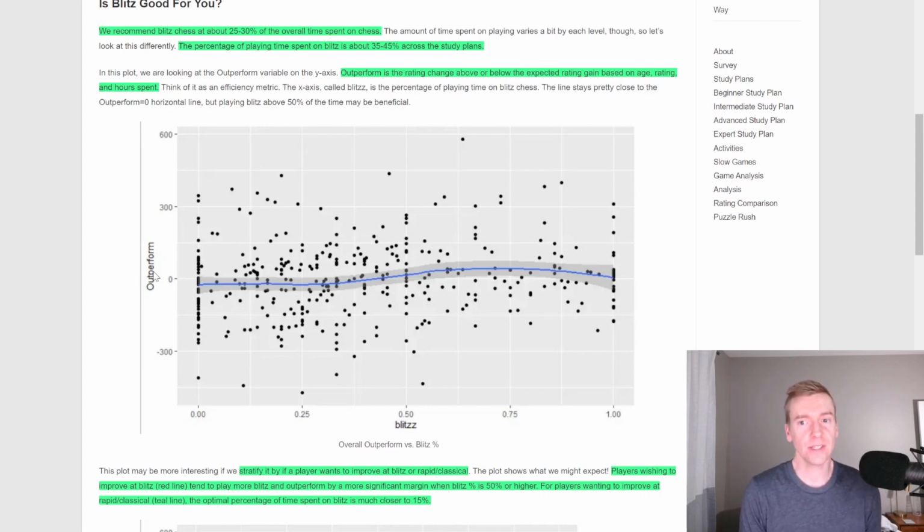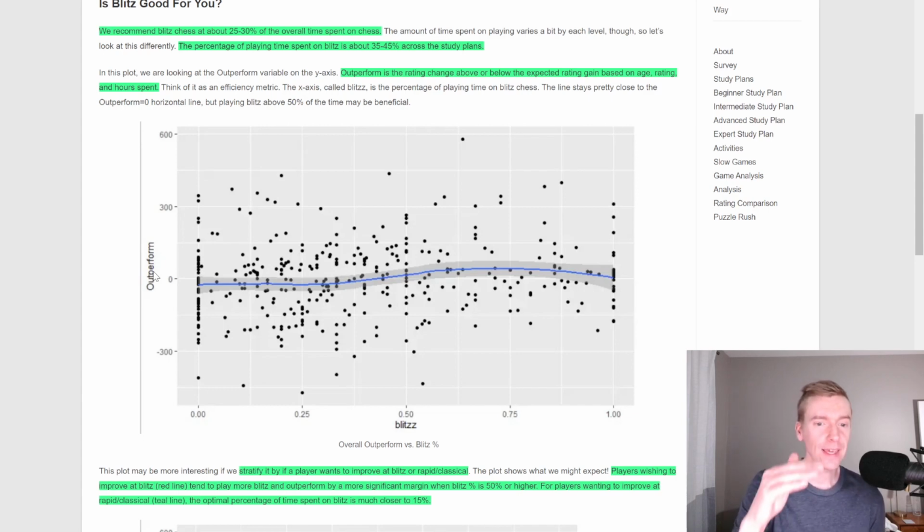So what this is doing is it's adjusting for the age of the player, the rating of the player, and how much time they put into chess, right? These are the three most important variables for chess improvement: time spent, your age, and your current rating. As we get older, it's harder to improve. As our rating goes up, it's harder to improve. And if we don't spend any time on chess, it's harder to improve, right? So all of these things matter.